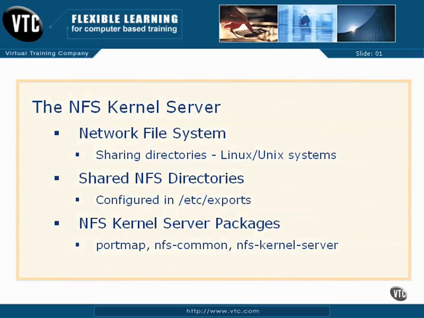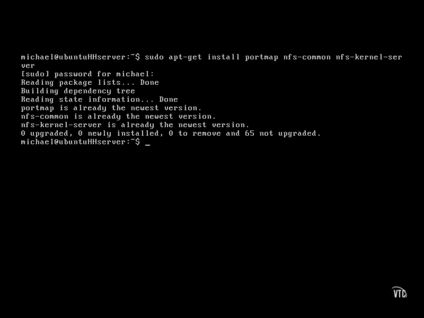The NFS kernel server. The network file system, NFS for short, is the standard originally established for sharing directories between Linux and Unix systems. Shared NFS directories are listed in the /etc/exports configuration file. But before you start editing this file, you'll need to install the right packages for NFS: portmap, nfs-common, and nfs-kernel-server. To install them, I ran the sudo apt-get install command followed by the names of those packages.